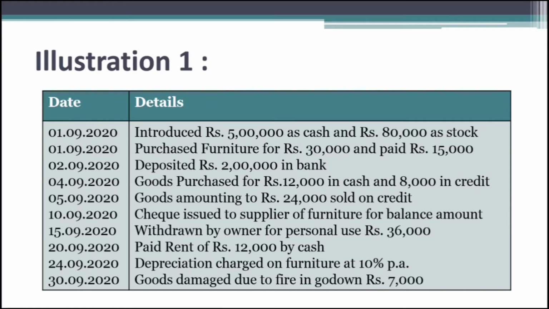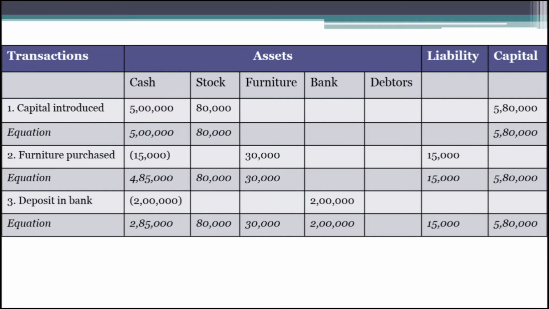Next, deposited rupees 2 lakh in bank. Now in this case, cash is decreased by rupees 2 lakh but bank is increased by rupees 2 lakh. So the net impact lies in the assets column only. So the equation is balanced.